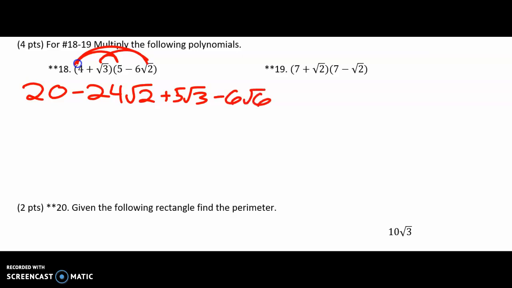Now I look at that, is there any way to combine any of those? There actually isn't. So that is your answer. So that's what that looks like. And that's okay. It does happen from time to time where you cannot combine them.